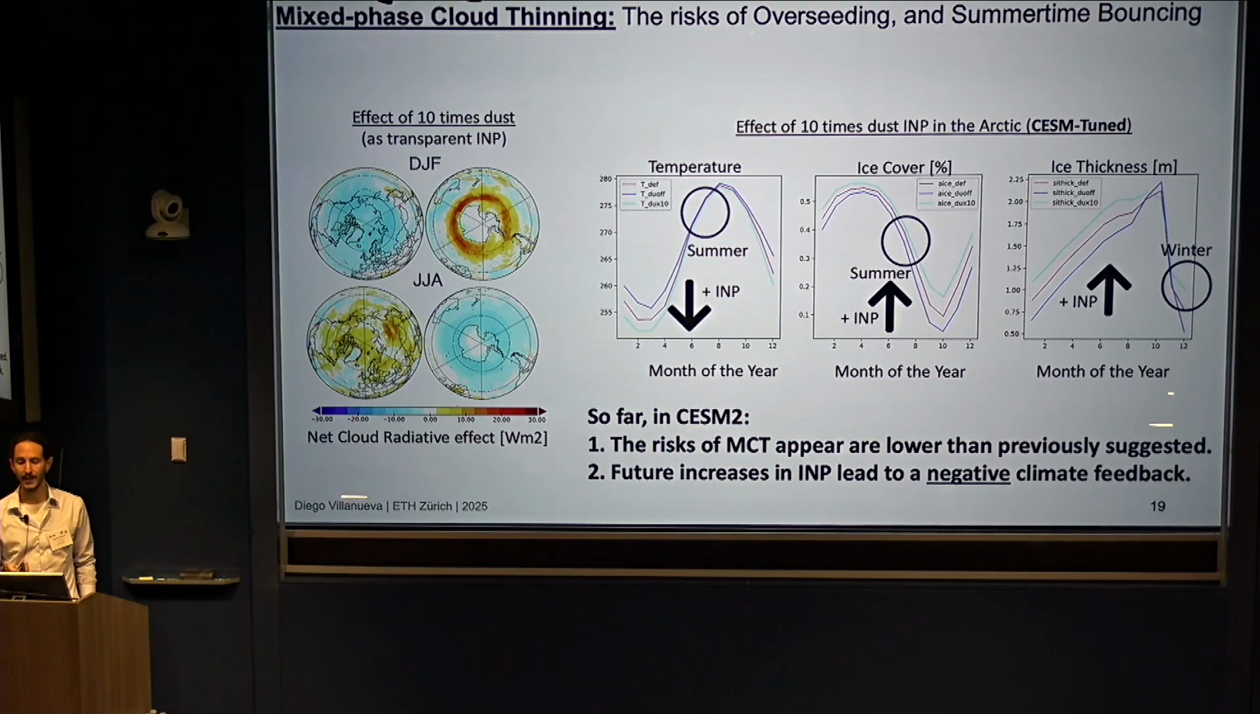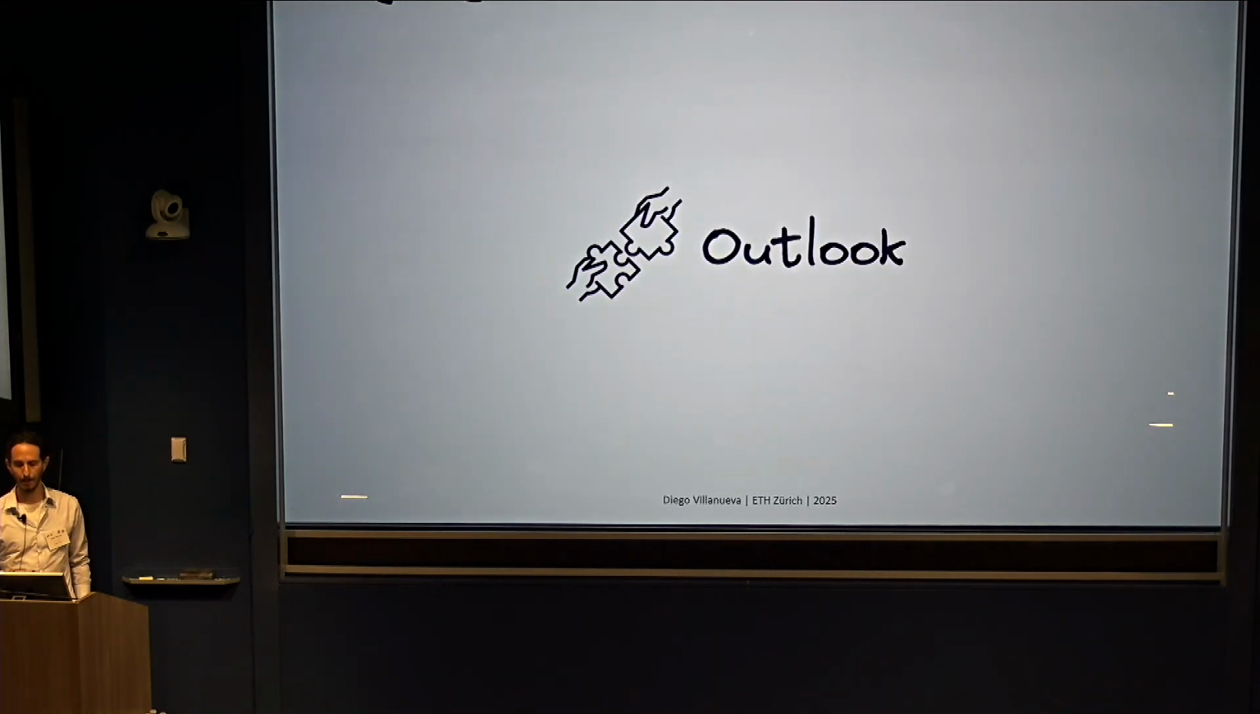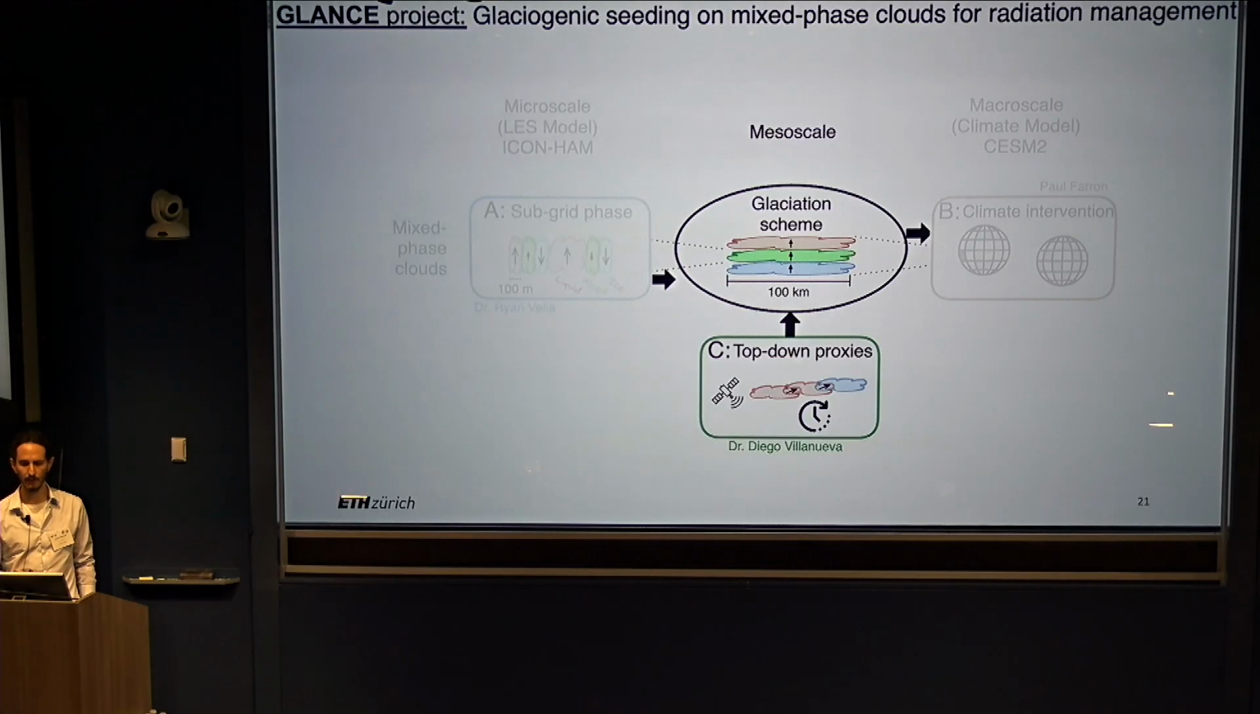But it looks like even if you put INP in summer, the effect in winter is strong enough to compensate for this. And now to come to an end, what we want to focus on right now is to get better and more realistic climate simulations. And for this, we have two projects. The first, just presented, is about getting satellites to constrain climate simulations in terms of cloud glaciation.